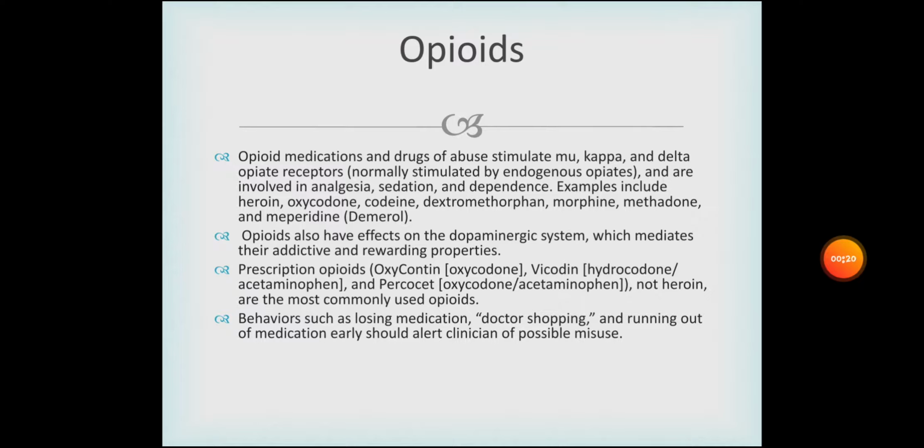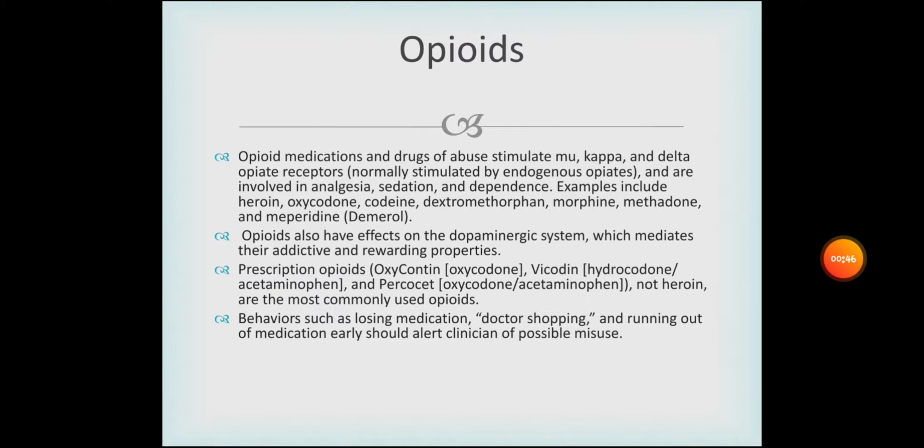So opioids, medications and drugs of abuse, stimulate mu, kappa and delta opiate receptors, normally stimulated by endogenous opiates, and are involved in analgesia, sedation and dependence. Examples of opiates include heroin, oxycodone, codeine, dextromethorphan, morphine, methadone, and meperidine. Opiates also have effects on the dopaminergic system, which mediates their addictive and rewarding properties.